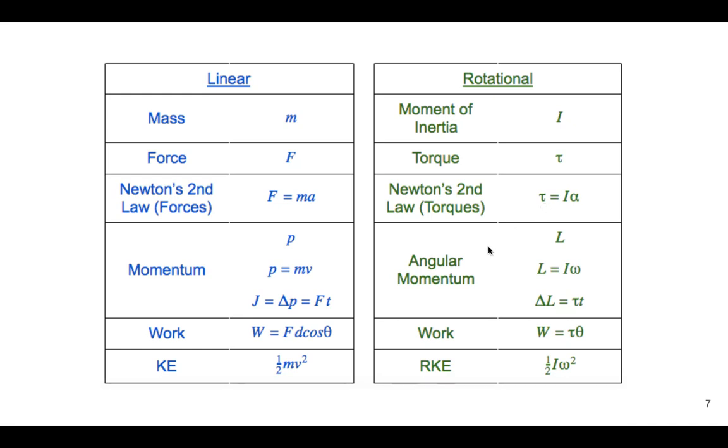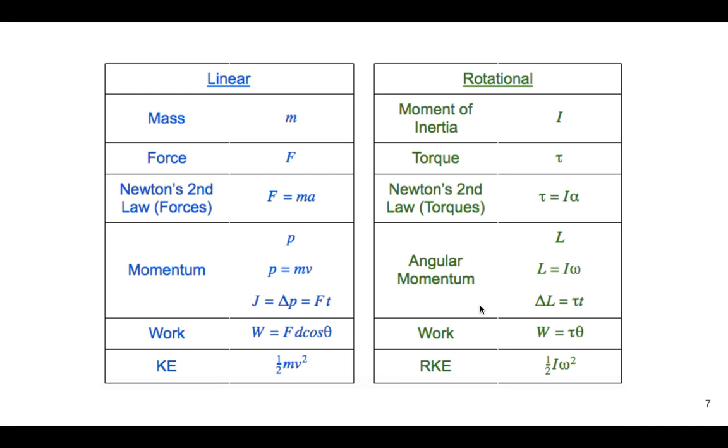There's also angular momentum, which is designated by an L, and just like p equals mv, well, think of the cousins of those things. L is equal to I omega. So I is the cousin of m, omega is the cousin of v. There's a formula for work. Work equals Fd cosine theta. There's also a formula for work on the rotational side.